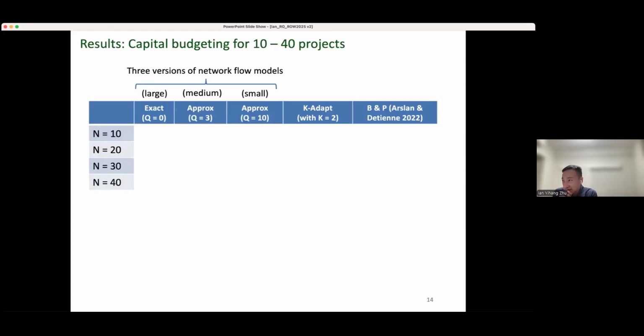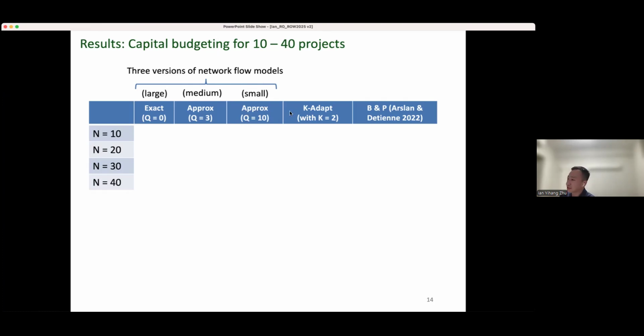We ran these experiments for a capital budgeting problem from 10 to 40 projects. We considered 3 versions of our network flow models. One is this exact version, meaning I exactly reformulate that knapsack constraint from the previous slide. One is where I merge nodes: while building this diagram, I merge nodes that are somewhat similar, so this generates a network flow model of medium size. And then finally, I merge more aggressively, so states that are not so similar. This generates the smallest, most compact network flow model.